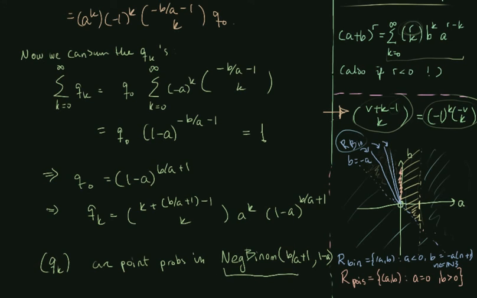And then we have now figured out that, using the a's and b's in the region that we have chosen, the qk are point probabilities in the negative binomial distribution with parameter b/a + 1 as v and 1 - a as the p.